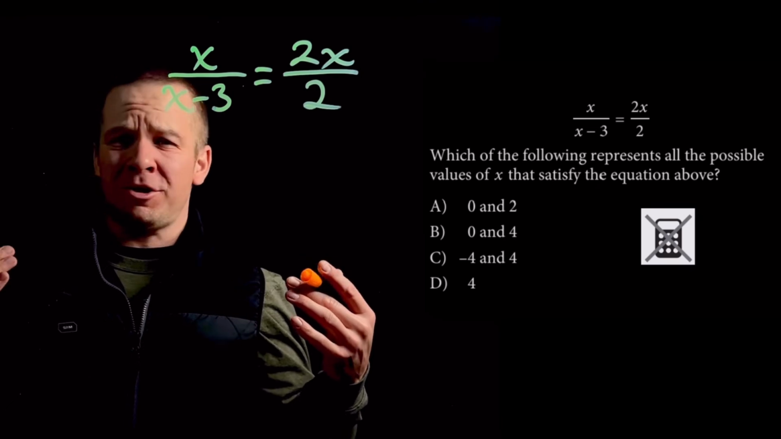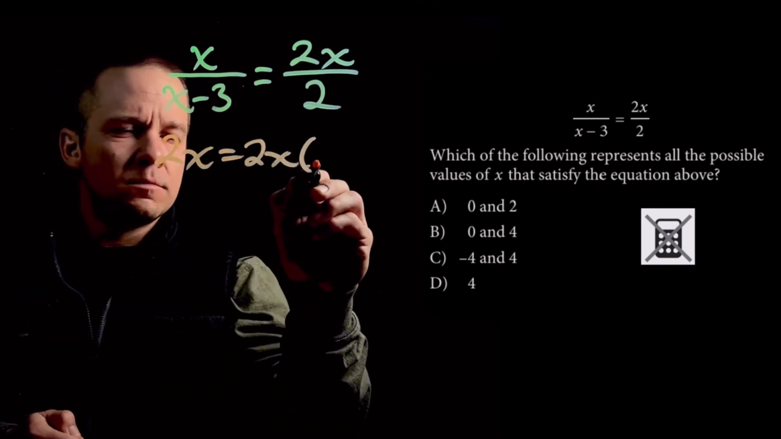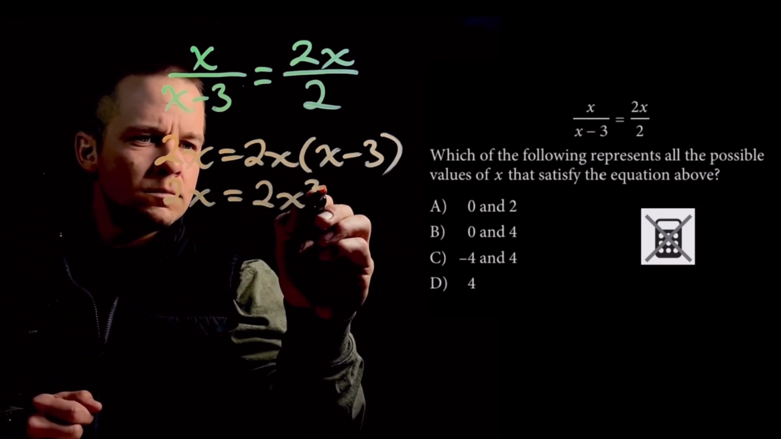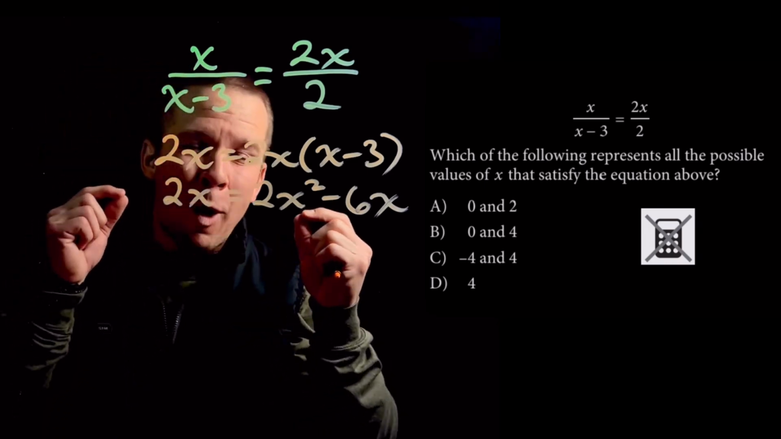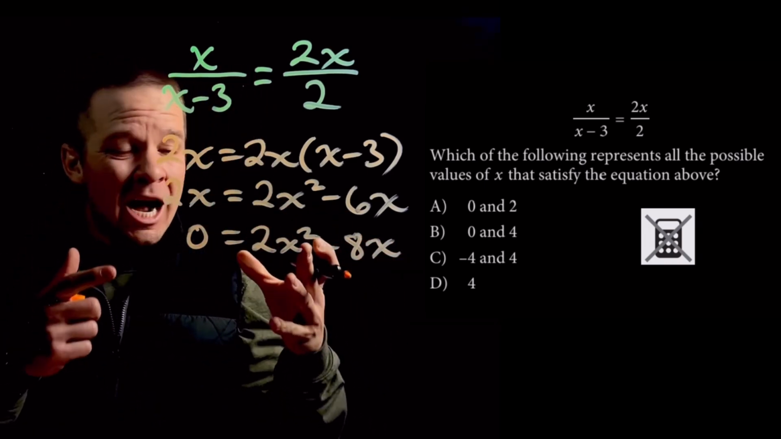Well, I've got two fractions equal to each other. I'm just going to cross multiply and solve this. Let's get it. I'm going to distribute the 2x into my binomial right here. Oh man, I've got myself a quadratic equation. I'm going to set this equal to 0. All right, just two terms here.